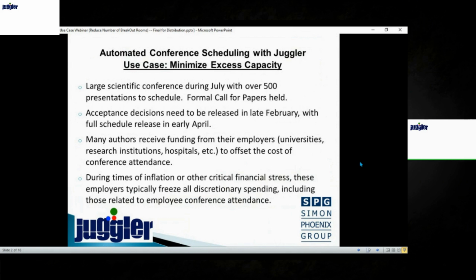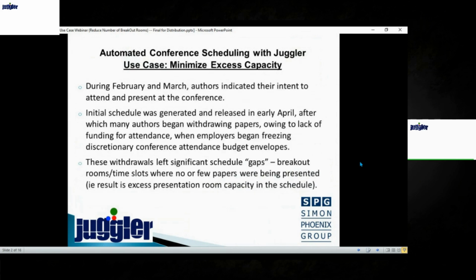And with conferences literally being held all over the world, there are obviously flight costs, there are hotel costs, there are lodging costs, etc. And as I said, many of these organizations have for many years funded their employees, but during stressful financial times, that funding will tend to get cut.